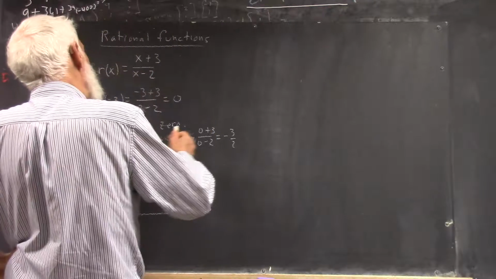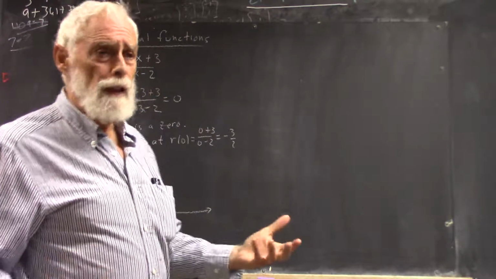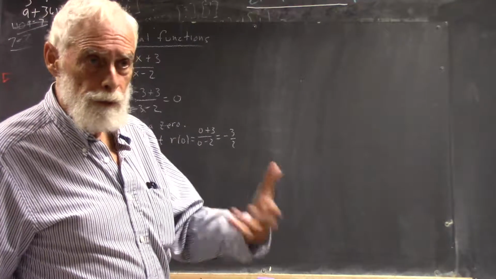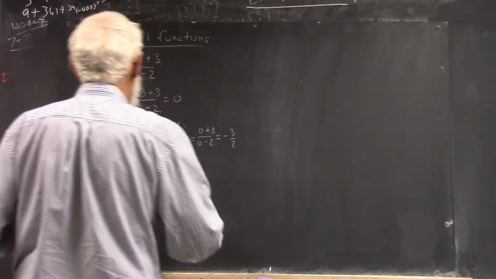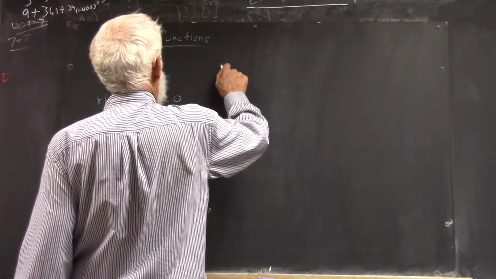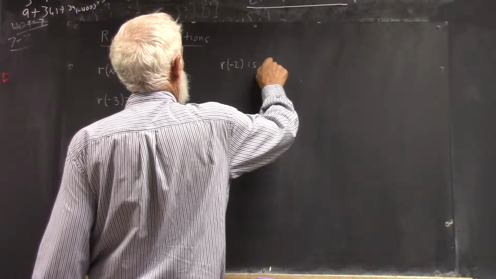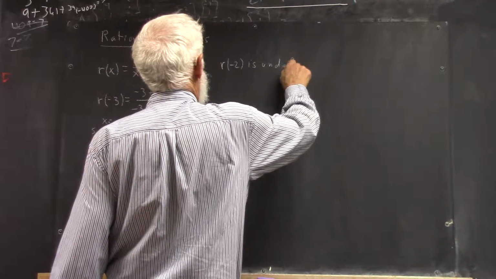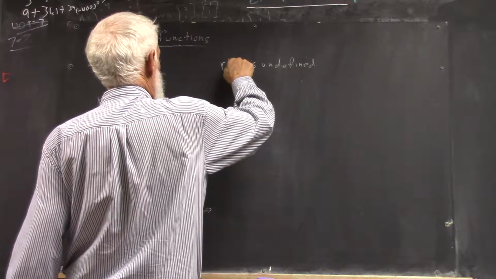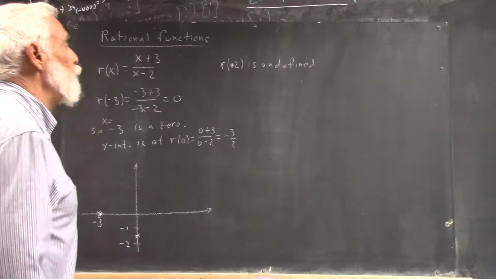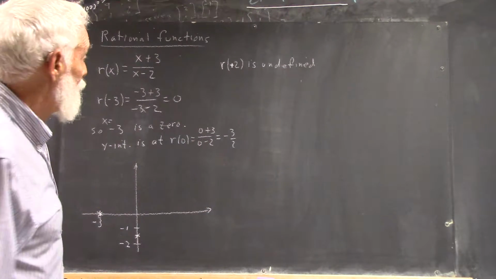Okay, now we have this 0 of the denominator. Well, r of x is undefined when x equals 2 because division by 0 is undefined. And I messed that up in the way people often mess that up. Okay, r of 2 is undefined. r of -2 is a perfectly good number. Okay?